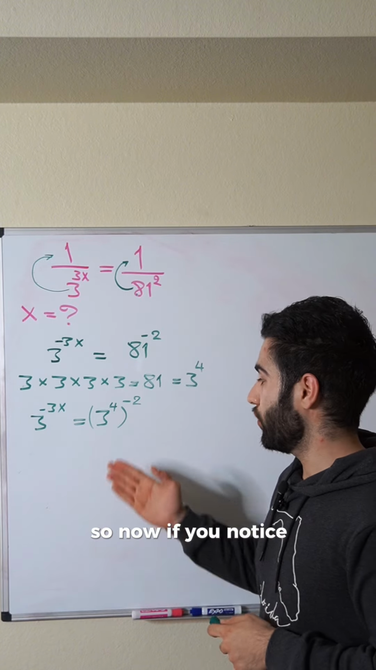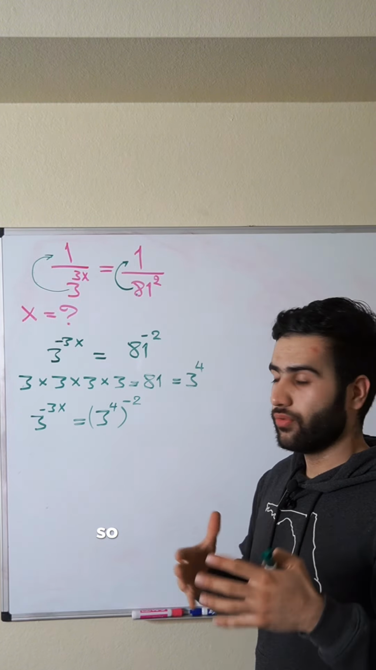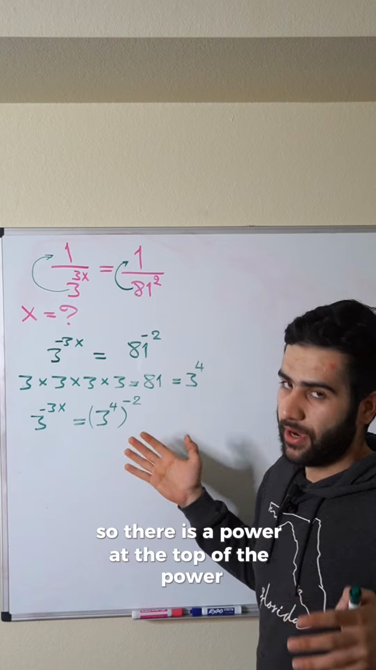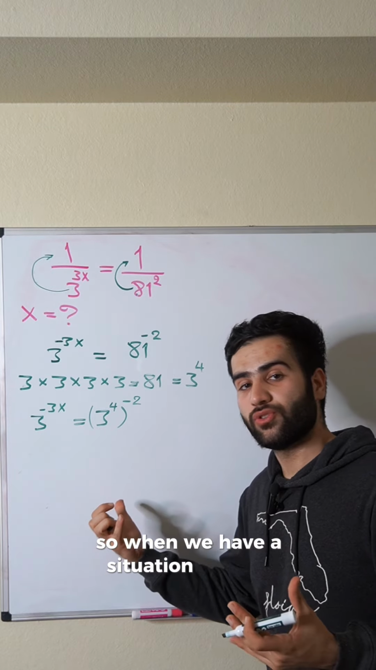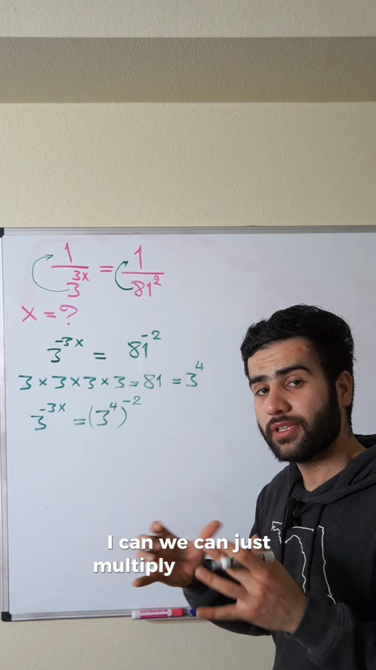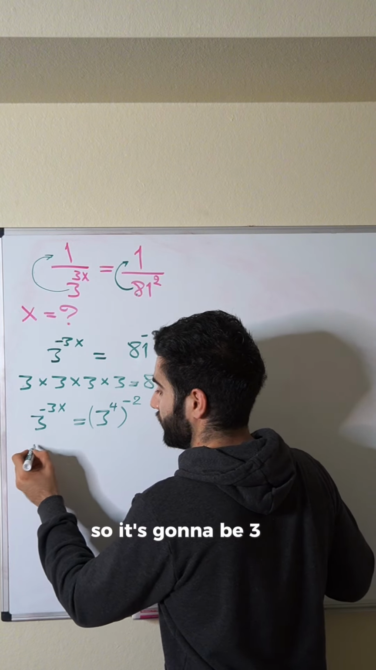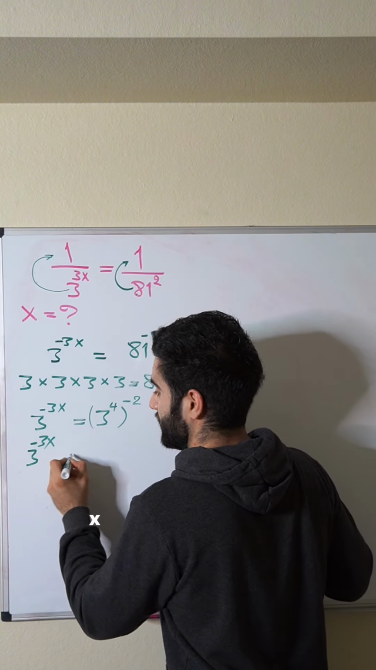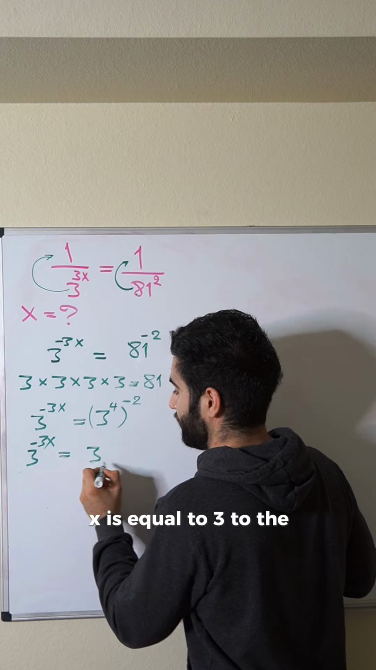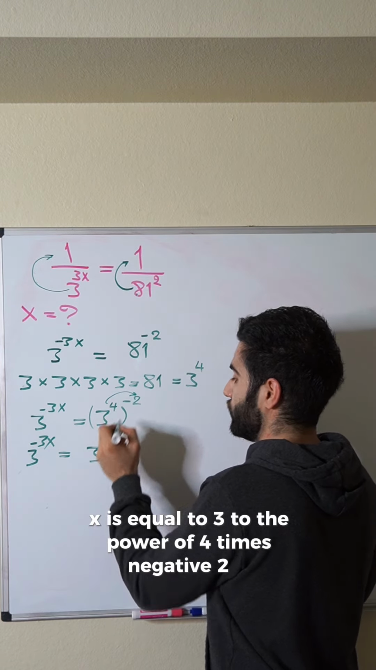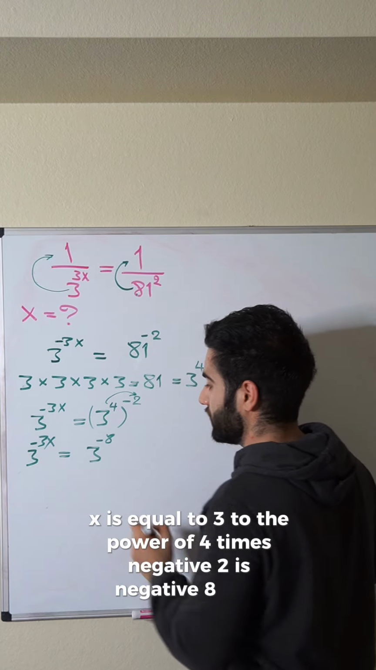Now if you notice, it is a power to a power, so there's a power on top of the power. When we have a situation like this, we can just multiply the powers. So it's going to be 3 to the power of negative 3x is equal to 3 to the power of 4 times negative 2, which is negative 8, right?